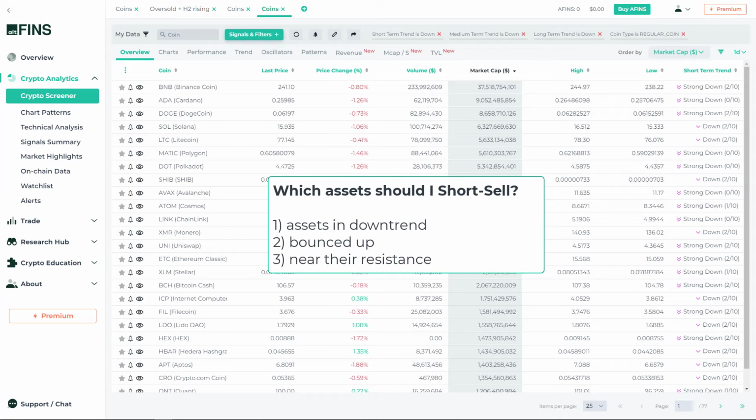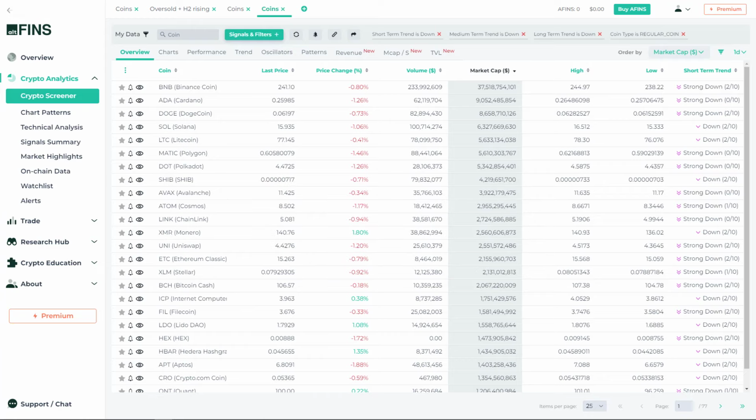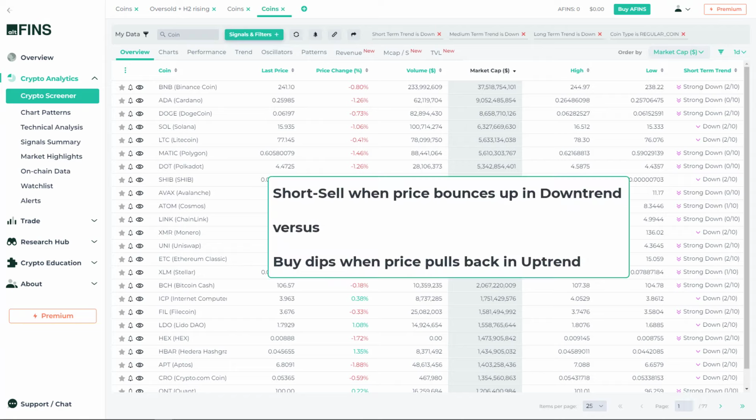I want to sell those assets that are in a downtrend but have recently bounced up to their nearest resistance level. Notice how this strategy is the opposite of buying dips in an uptrend. When the market is in an uptrend, what I want to do is buy dips, buy when prices pull back. But when the market is in a downtrend, I want to do the opposite. I want to short sell when prices bounce up because my assumption is that it will resume its downtrend.